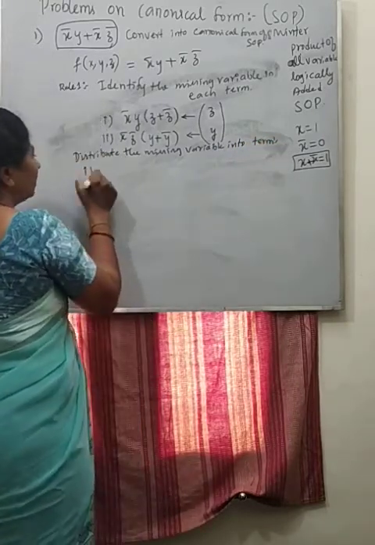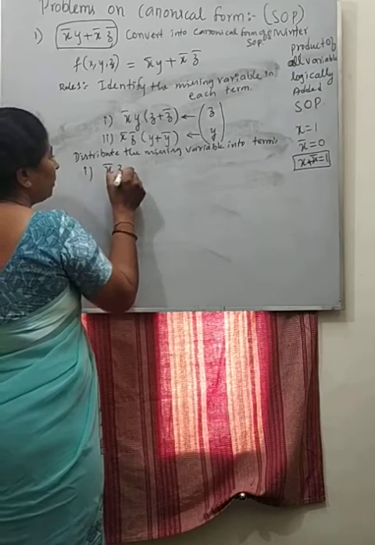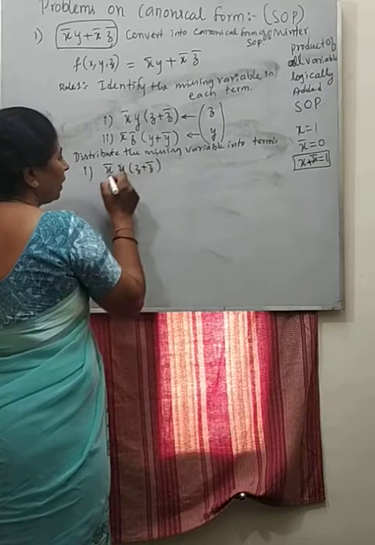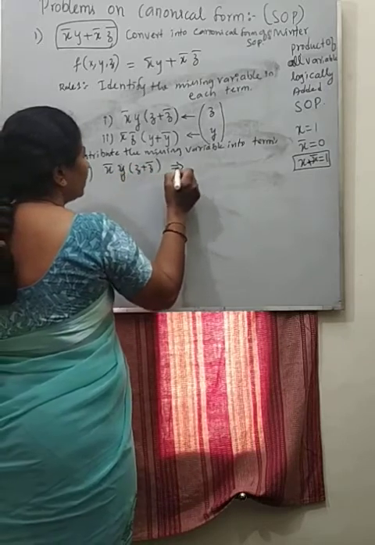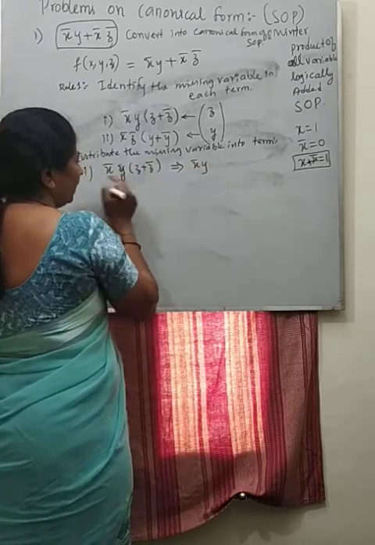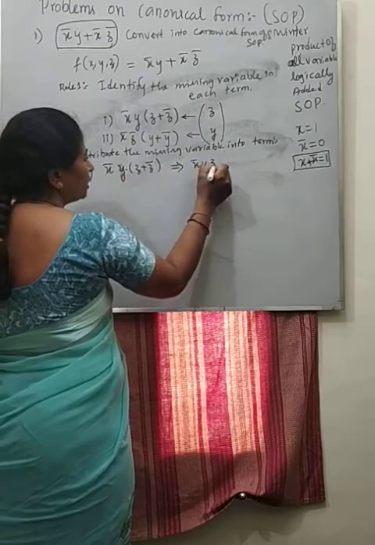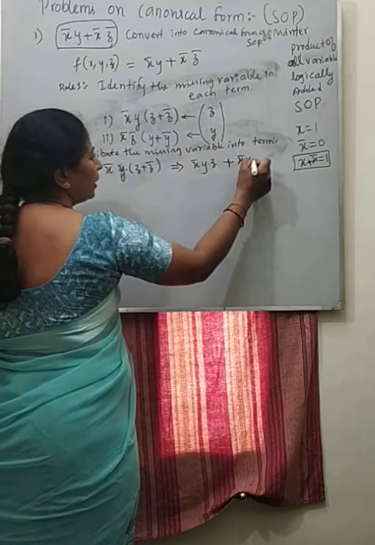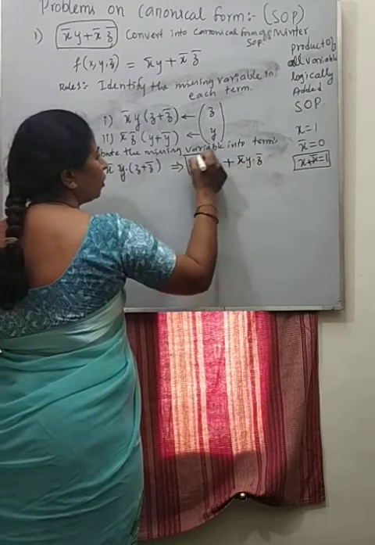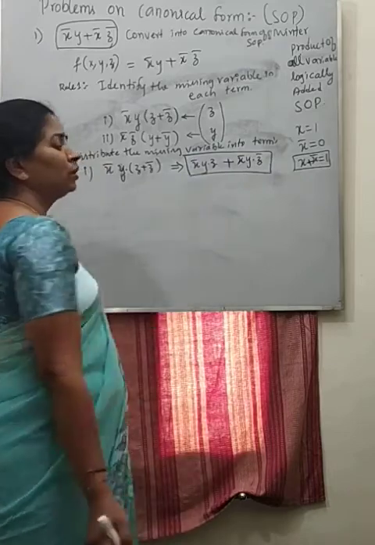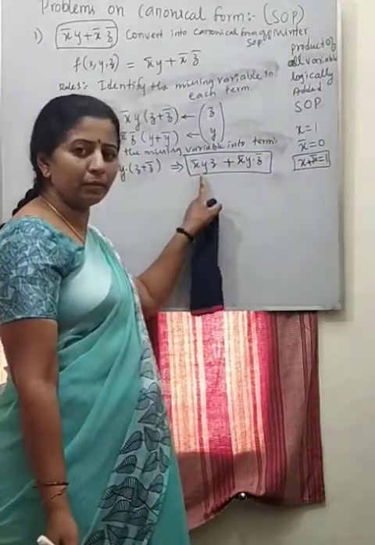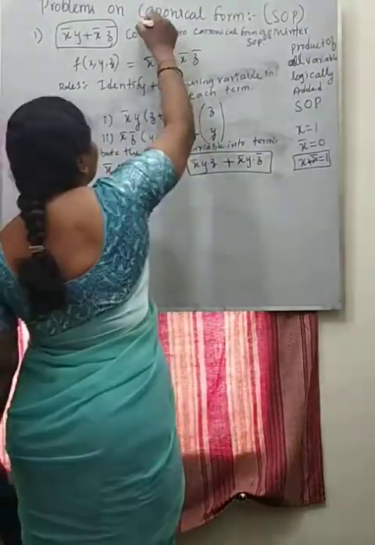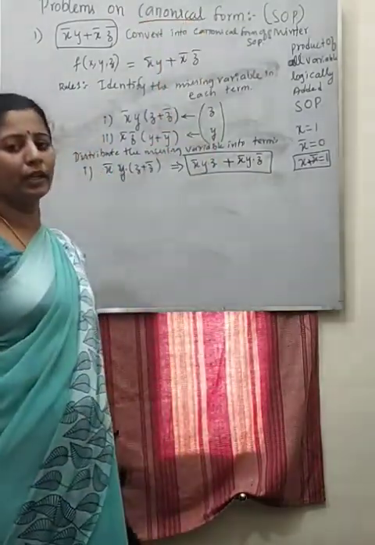That means the first one, x complement y, z plus z complement. Apply your distributive law. What you will get? X complement y into z plus x complement y into z complement. We got this one. Now see, the term contains all the variables, right? Yes. A term should contain all the variables, then only it is in the canonical form.